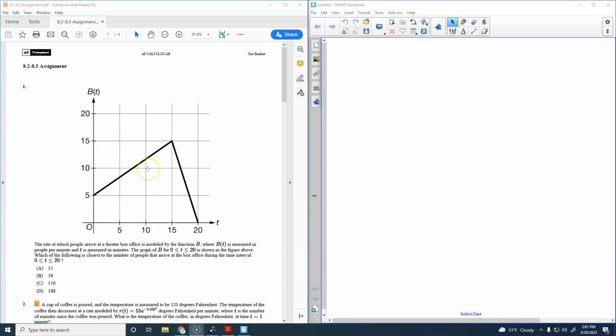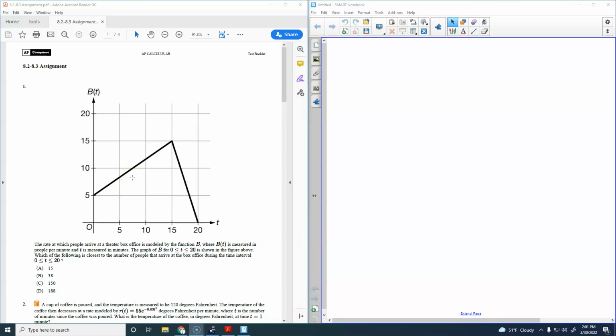But what is most important is that you know that you're supposed to find the area under the curve here. So it's giving you B, which is measured in people per minute. So this is the rate. This is not the number of people, but the rate. So you need to integrate underneath the, find the area under the curve, which is integrating here.